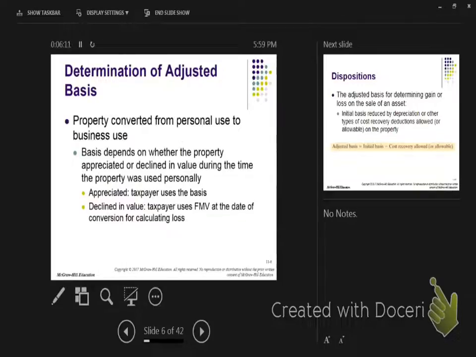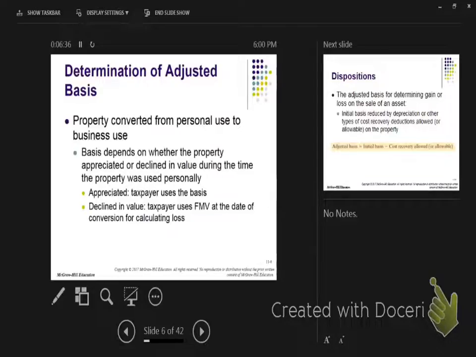All right, and then the other one when you're determining adjusted basis is when you convert business property from personal use to business use. So there you've got a couple other things going on, like how much was it used for personal? Did you use any of it for business? What was your basis for personal? How are you going to use it for business? So the basis depends on whether the property has appreciated or declined since you bought it.